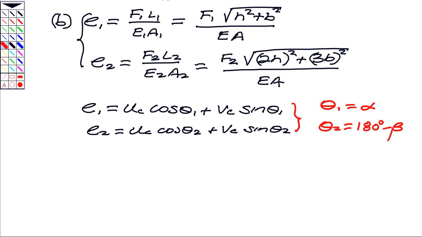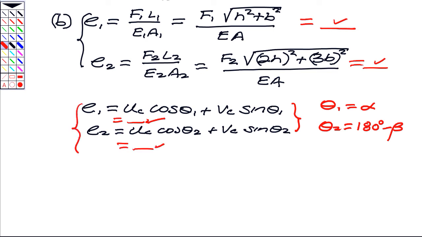The point being is that this here is a known amount, e1. We found that above. So these are known, and therefore e1 and e2 are. So what we have here are two equations and two unknowns, and I'll just simply say here we will solve these two equations for UC and VC.